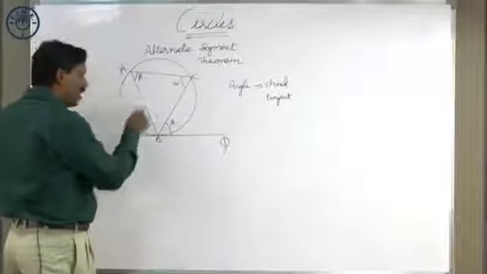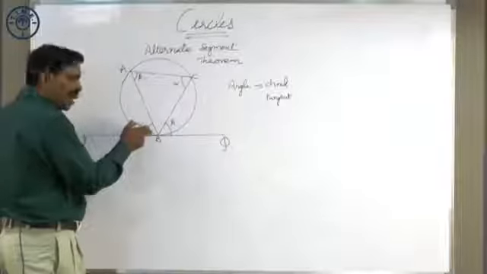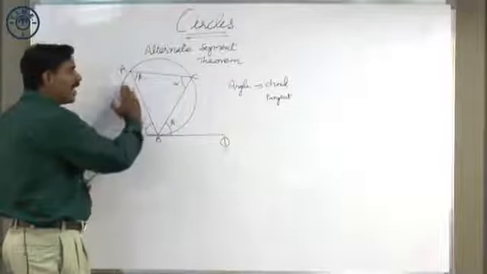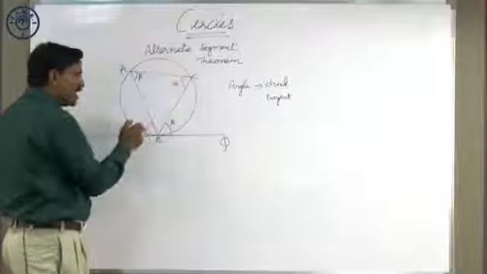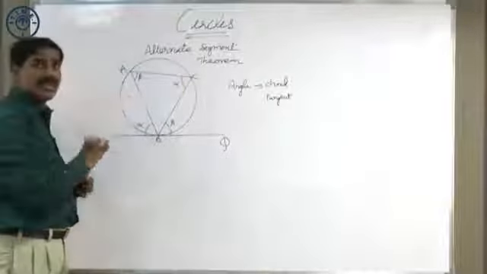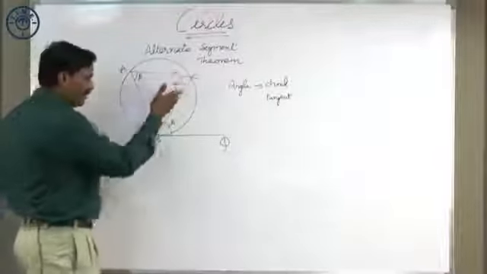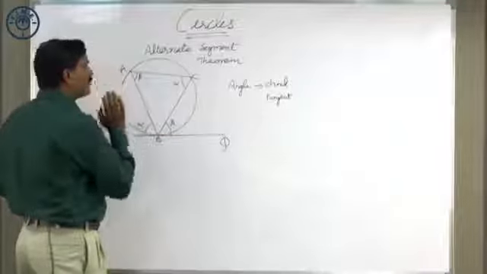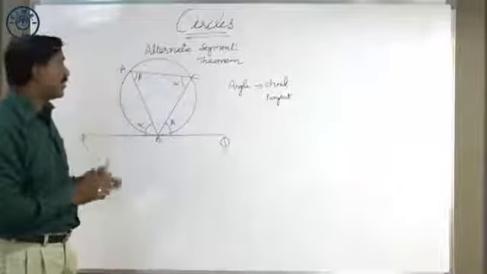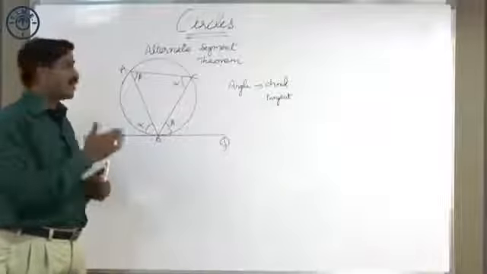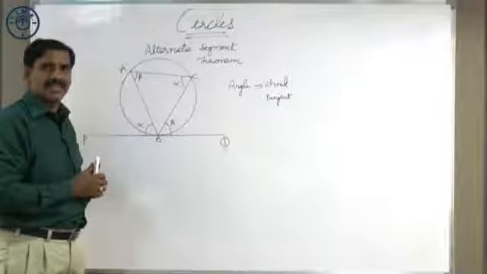The angle made by a chord and a tangent at the point of contact is equal to the angle in the alternate segment. So if this is alpha, this needs to be alpha. In the same way, if this angle is beta, this needs to be beta. This is one of the important theorems that we'll be using for solving problems based on circles.